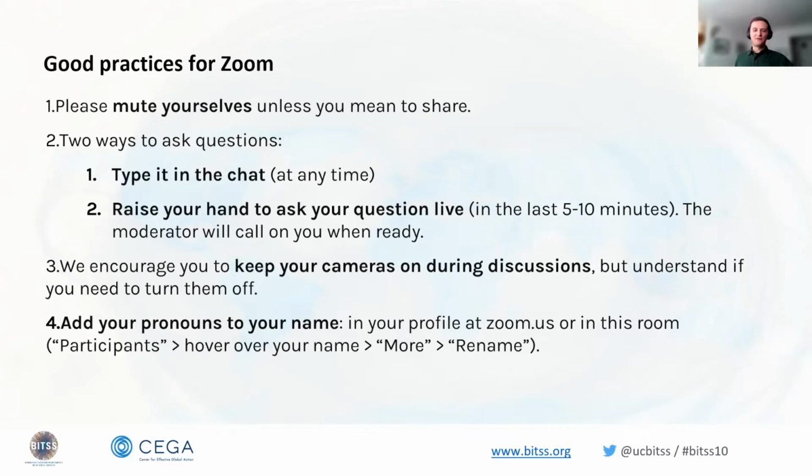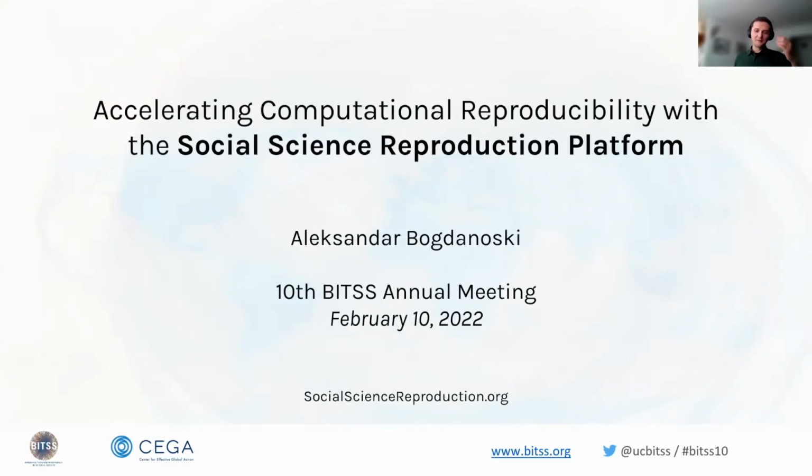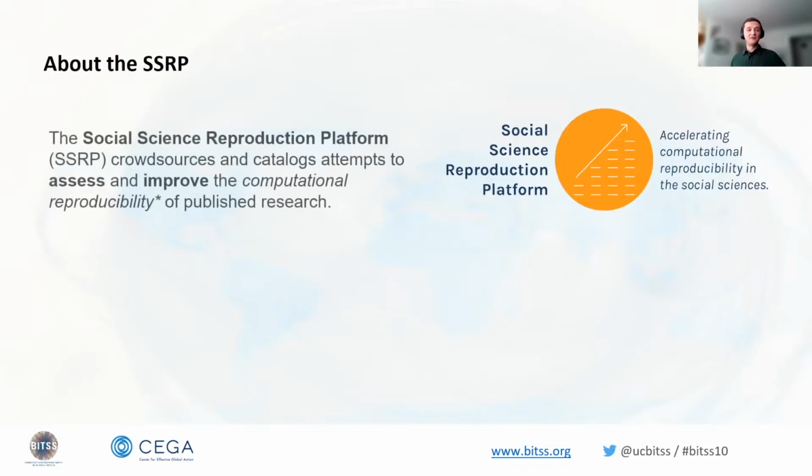Okay, so before I bring in Abel and Felipe, I first wanted to go over what the SSRP is, the Social Science Reproduction Platform, what it does, and where things stand right now. If you're not familiar with the SSRP, it's a platform for crowdsourcing and cataloging attempts to assess and improve the computational reproducibility of published research.